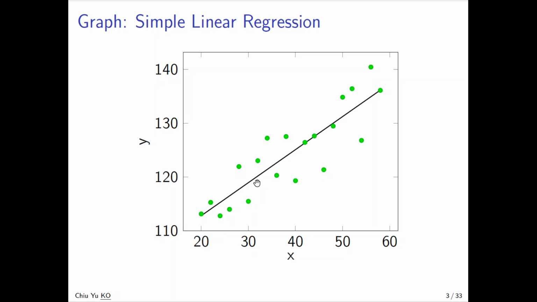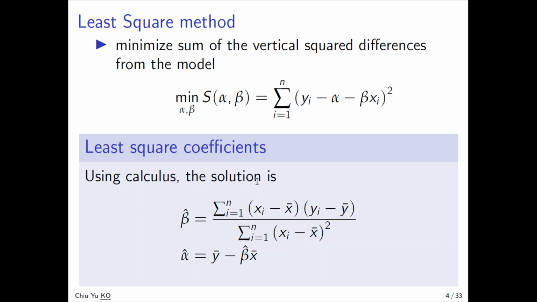How do we fit this line? The idea is what we call the least squares method. You need some criterion, which is what we mean by the best. Here we try to minimize the sum of vertical squared differences. The vertical difference looks at how y is above or below the line: y minus alpha minus beta x. This is the proposed line, the black line, and yi, the green one.